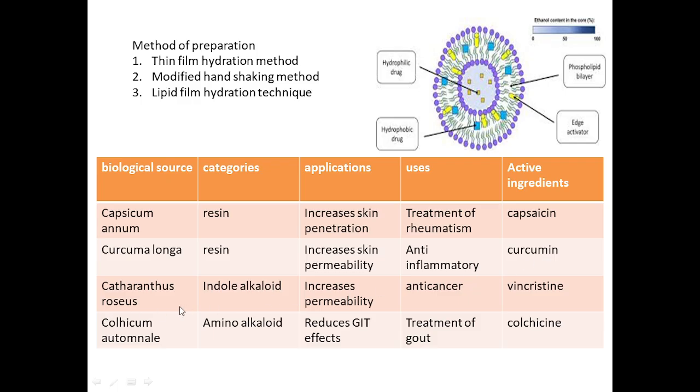Catharanthus roseus, category is indole alkaloid. It increases permeability. Use is anti-cancer, and the active ingredient is vincristine. Colchicum autumnale, amino alkaloid is the category. Reduces GIT effect. Treatment of gout, and colchicine is the active ingredient present in the drug.